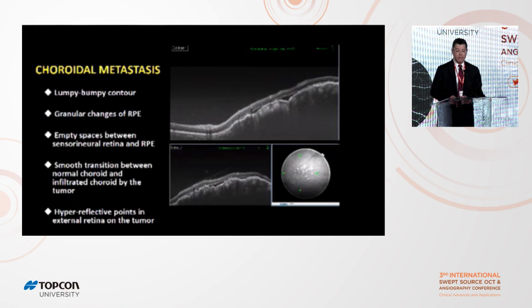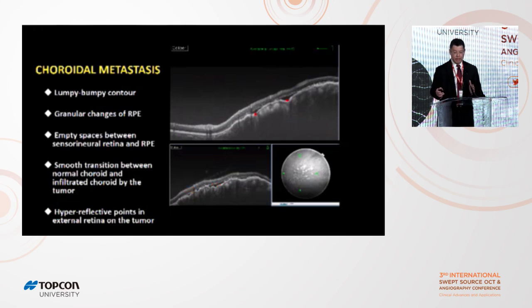The choroidal metastasis is another different lesion that can be shown on the OCT to help to differentiate. It's a lumpy, bumpy contour lesion, and there are granular changes of the RPE. There are empty spaces between the neurosensory retina and the RPE, and there is a smooth transition between the normal choroid and the infiltrated choroid by the tumor.